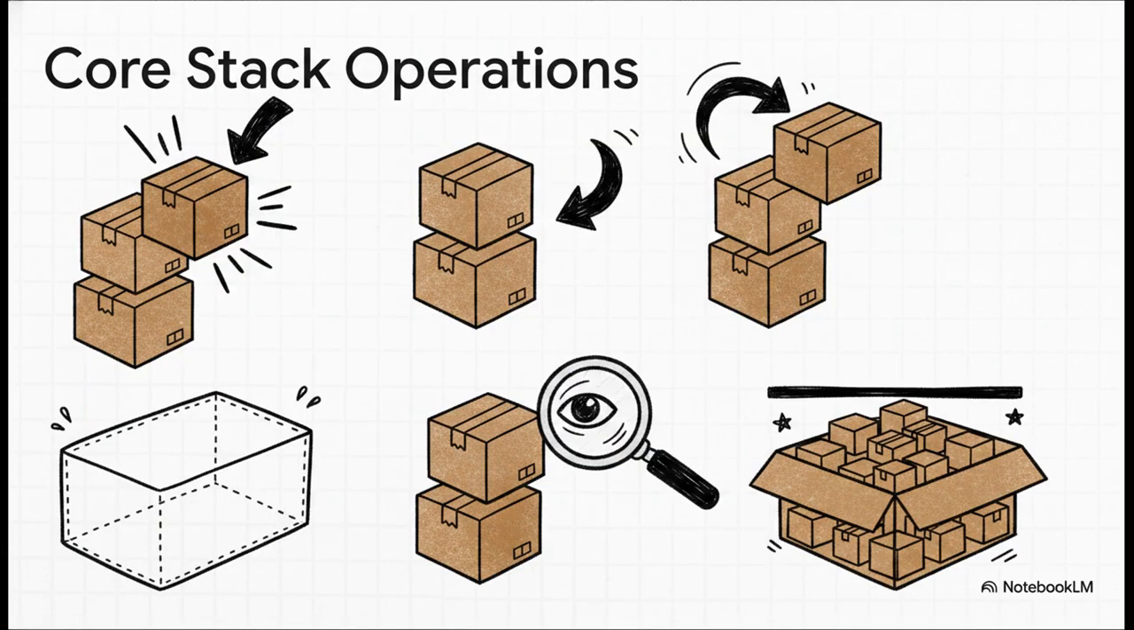To actually use this LIFO structure in C, we rely on a very specific vocabulary of core operations. We push to add an element to the top, and we pop to remove it. If we're just curious and want to look at the top element without actually removing it, we use peek. And to make sure we aren't breaking anything, we use utility functions like isEmpty to see if the stack has nothing in it, and isFull to check if we've hit our maximum capacity.